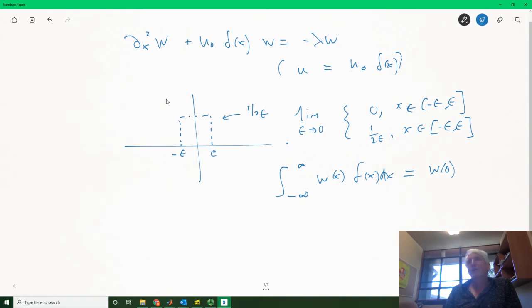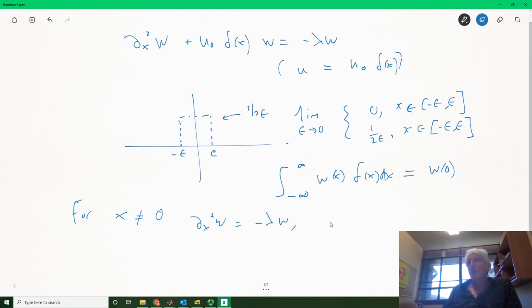And we're going to look at the case when lambda is greater than 0 and lambda is less than 0 separately. We're going to start out with the case when lambda is greater than 0. So outside the region, in fact anywhere but x equals 0, for x not equal to 0, we've got the second derivative of w is equal to minus lambda w.